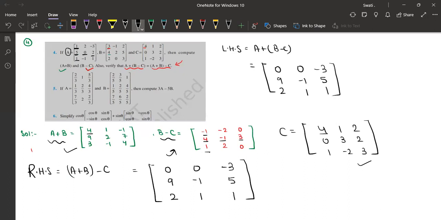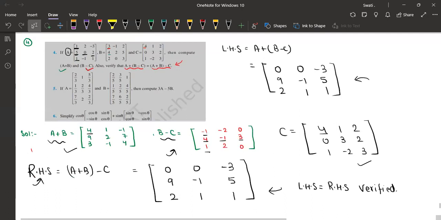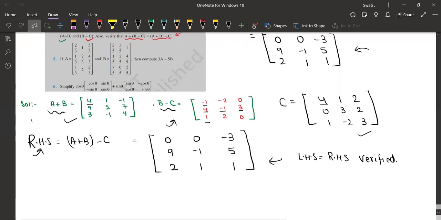So we have got LHS this. We can clearly see that RHS, that is this, is same as LHS, and we wanted to verify this. So you can clearly write down, hence LHS equals RHS verified. And we are done with the fourth question. Now let's move to the fifth question.